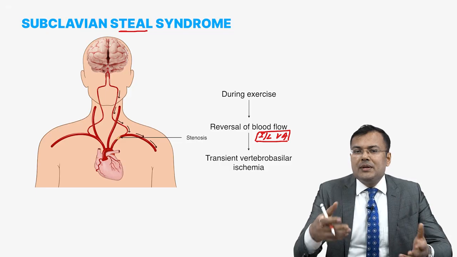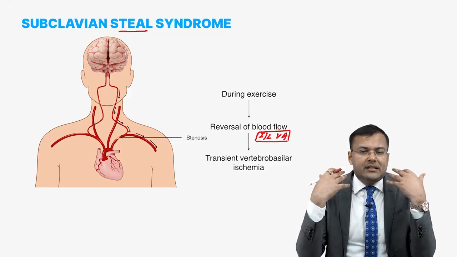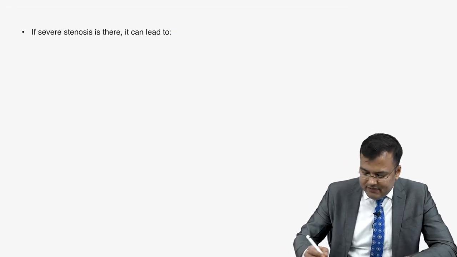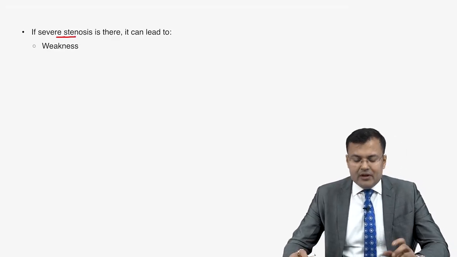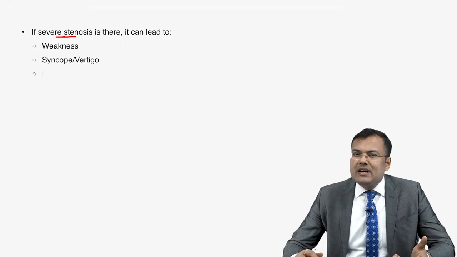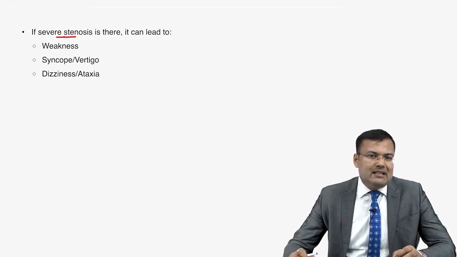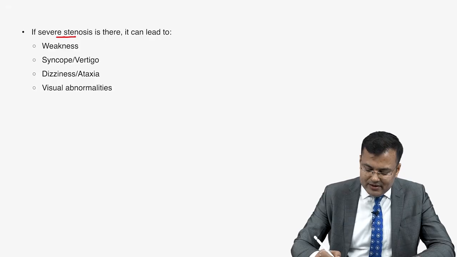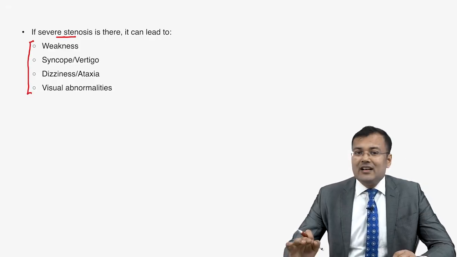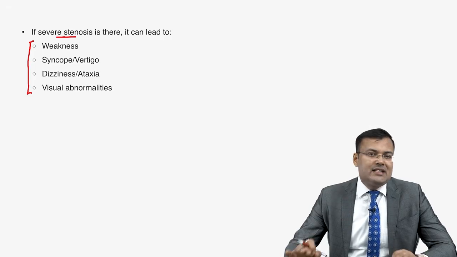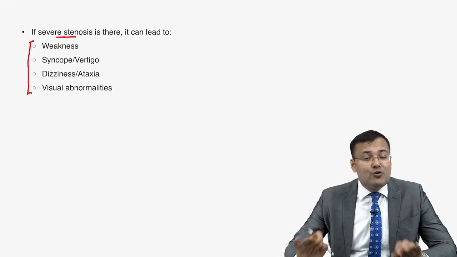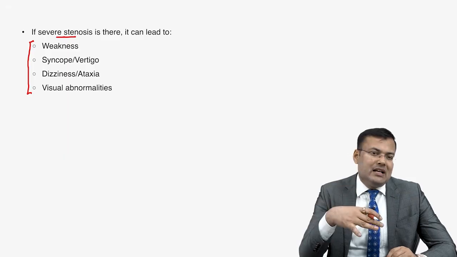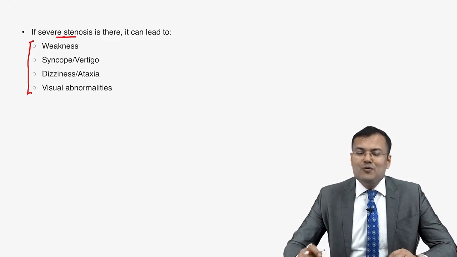And obviously, what kind of symptoms? There is ischemia of cerebellum. There is ischemia of occipital cortex. So in cases of severe stenosis, there will be weakness, there might be syncope, vertigo, imbalance, ataxia, dizziness, and since there is involvement of occipital cortex, what will happen? Visual abnormalities. So these are the clinical manifestations of subclavian steal syndrome. What you have to remember, which is most important: does reversal of blood flow occur in the contralateral vertebral artery or ipsilateral vertebral artery? Yes, it is the ipsilateral vertebral artery.